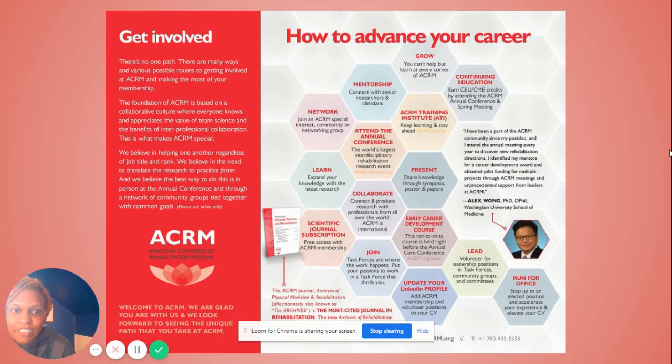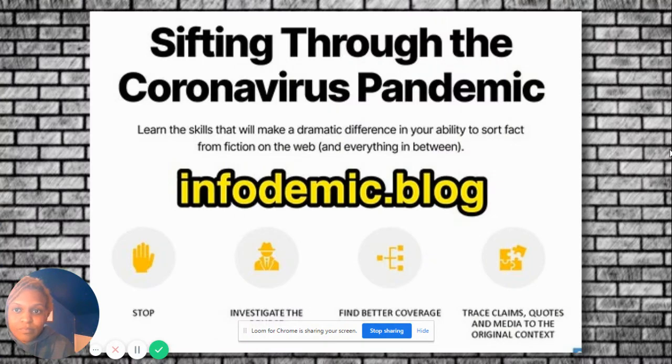Here is a design that's used to teach about something, how to advance your career. So if you look at this design, it has things displayed in a certain type of way to teach you about how to advance your career. Here is an informational design, or it could also be used as a persuasive design because you're trying to persuade people to make sure that they stop and investigate the source, find better coverage, and trace claims and quotes before they post anything that they see on social media or wherever else.